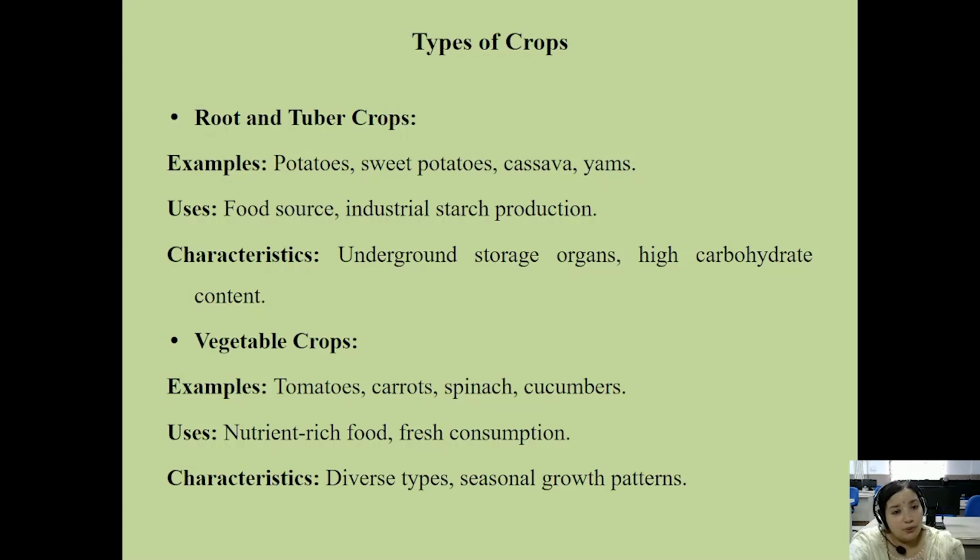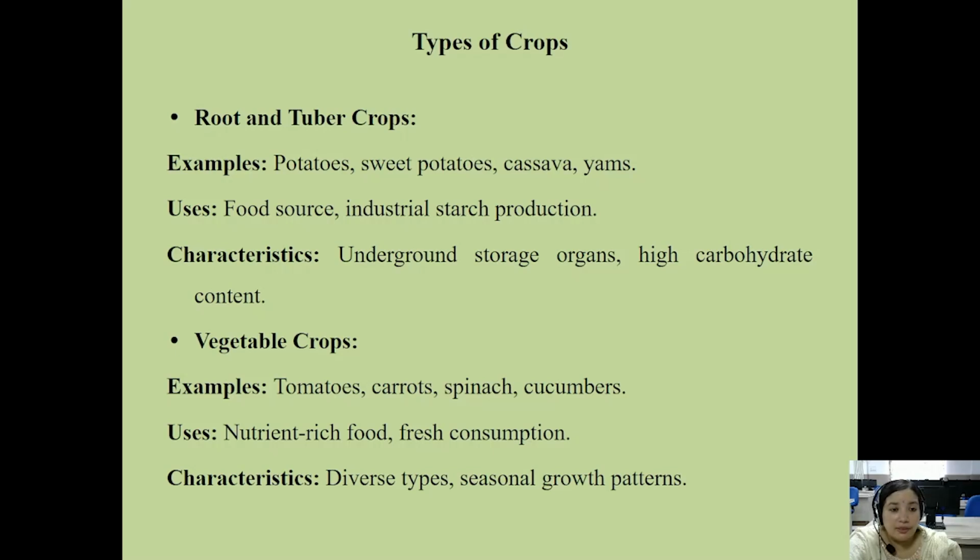And the use is food, so it is a good source of food, and also industrial starch production. And characteristics are underground storage organs and high carbohydrate content. These are the characteristics of root and tuber crops: underground storage organs and high carbohydrate content.